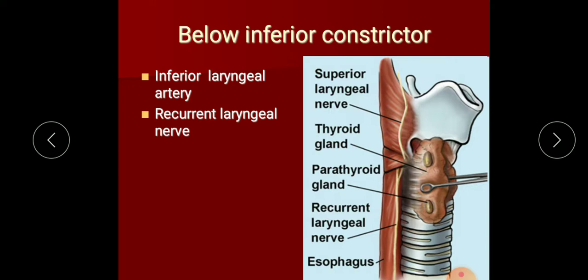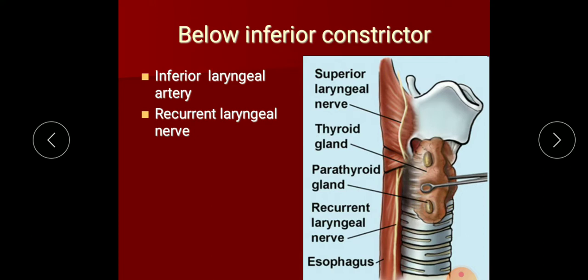Now we come to the last part, the structures passing below the inferior constrictor. Remember these two, one artery, one nerve. Which artery? It is the inferior laryngeal artery and the recurrent laryngeal nerve. So this structure will roughly correspond to the tracheoesophageal groove below the inferior constrictor. There you are seeing the recurrent laryngeal nerve plus your inferior laryngeal artery. So with that we finish the structures passing in between the constrictors. I think you are familiar with all those things.